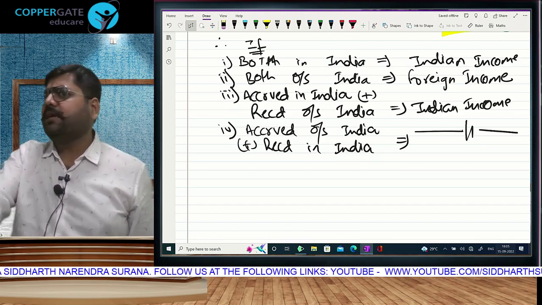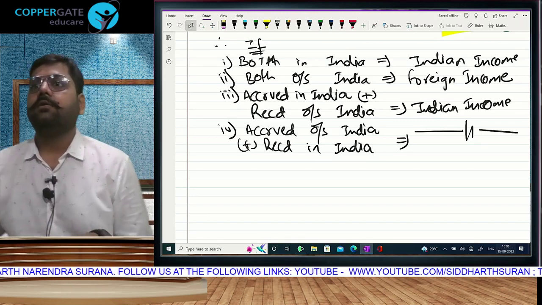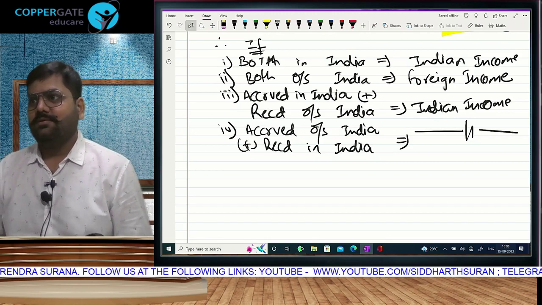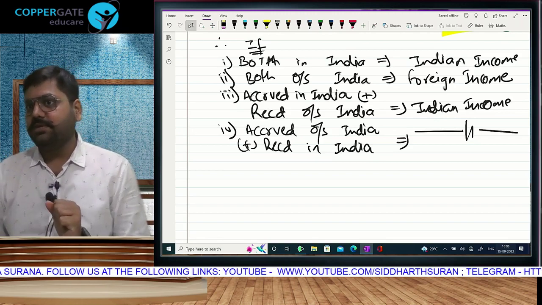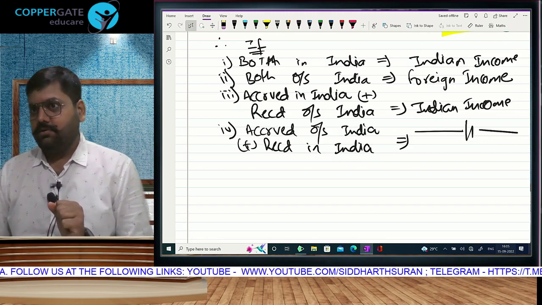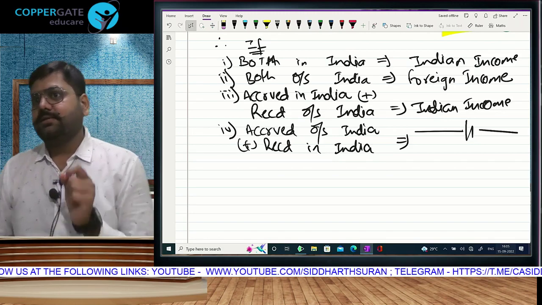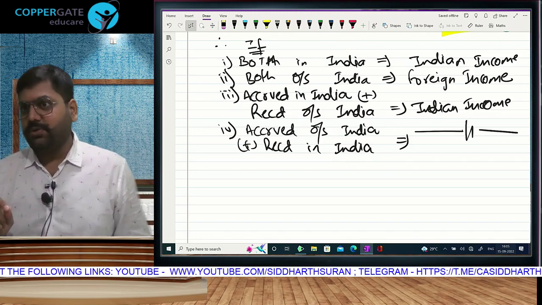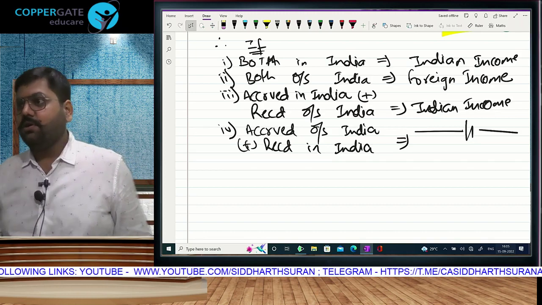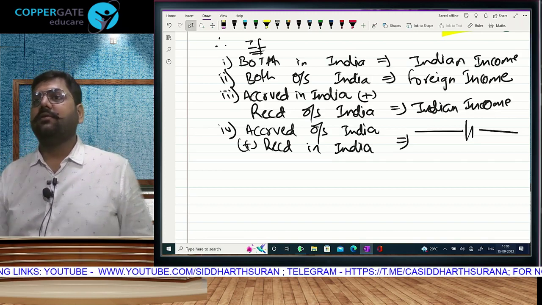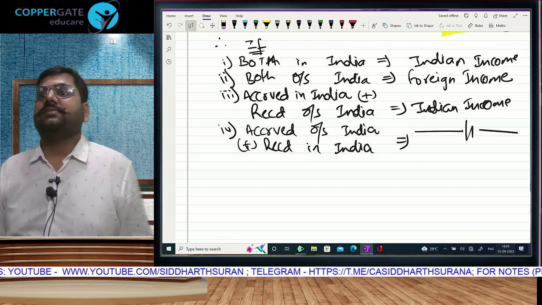Now, do you want to say that make it taxable because Reliance is paying? No. Who is the payer? That is irrelevant. There are some exceptions. I will do that. Just as an exception, I will tell you. If salary is paid by government, it will always be treated as Indian income.